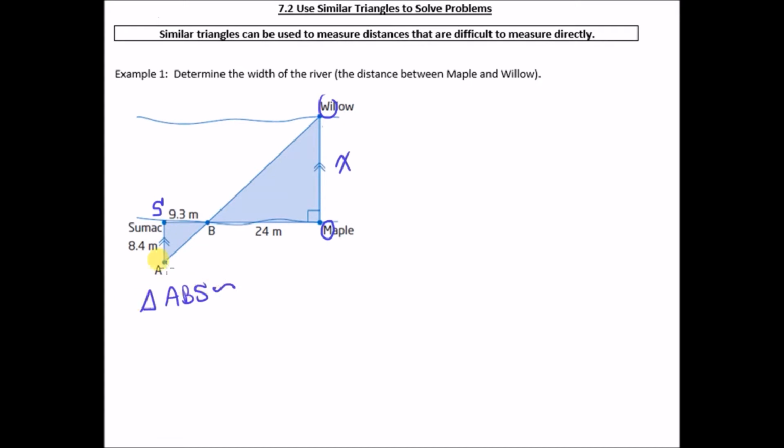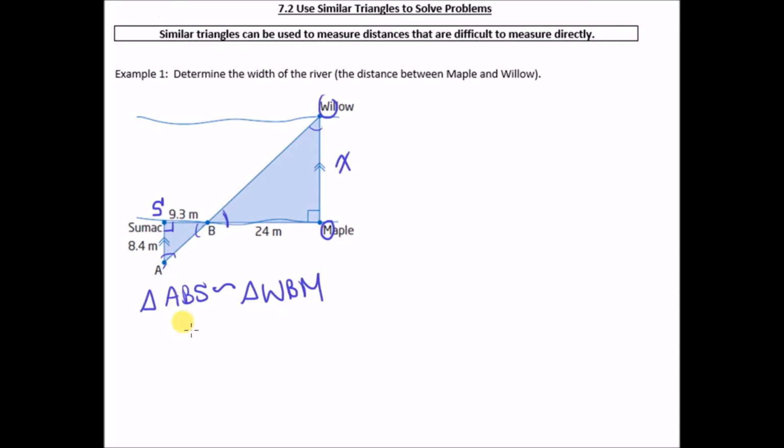ABS is going to be similar to triangle WBM. Okay? And we have to order them in that order. A is up at the top. B is going to be congruent to B because that's the opposite angles theorem. And then M and S are going to be 90-degree angles.